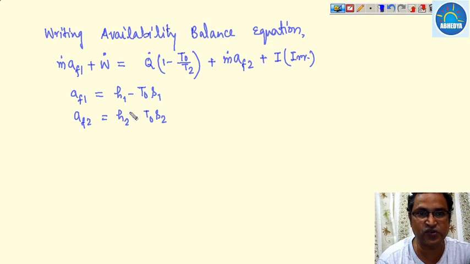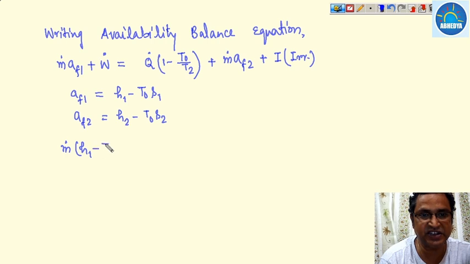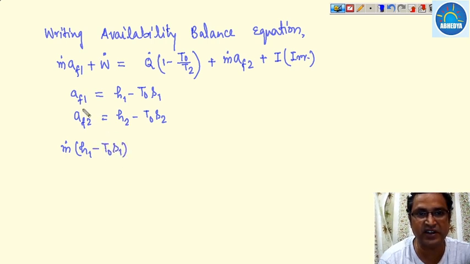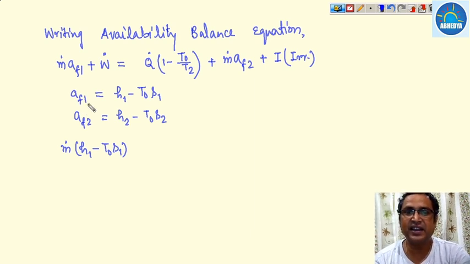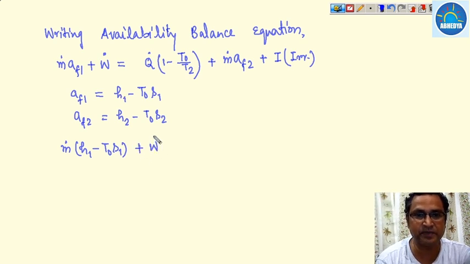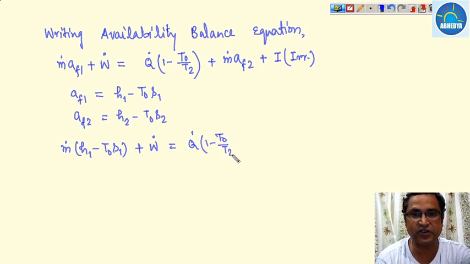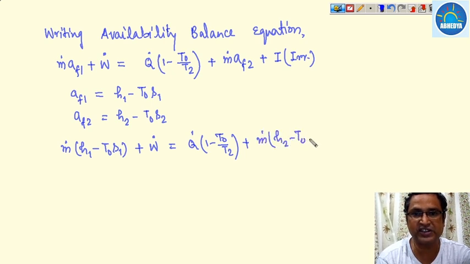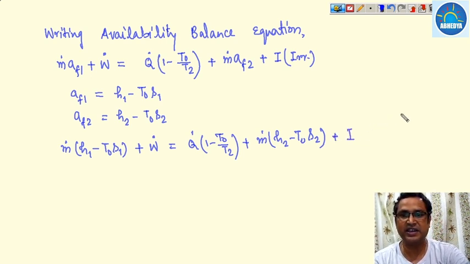Now using these two equations, we can write m dot (H1 minus T0 S1). AF1 and AF2 are the availability factors at input and output conditions. Since it is an open system, the availability factor is H minus T naught S, so that's why we are using this equation: plus W dot is equal to Q dot (1 minus T naught divided by T2) plus m dot (H2 minus T0 S2) plus I. That is, I is your irreversibility.